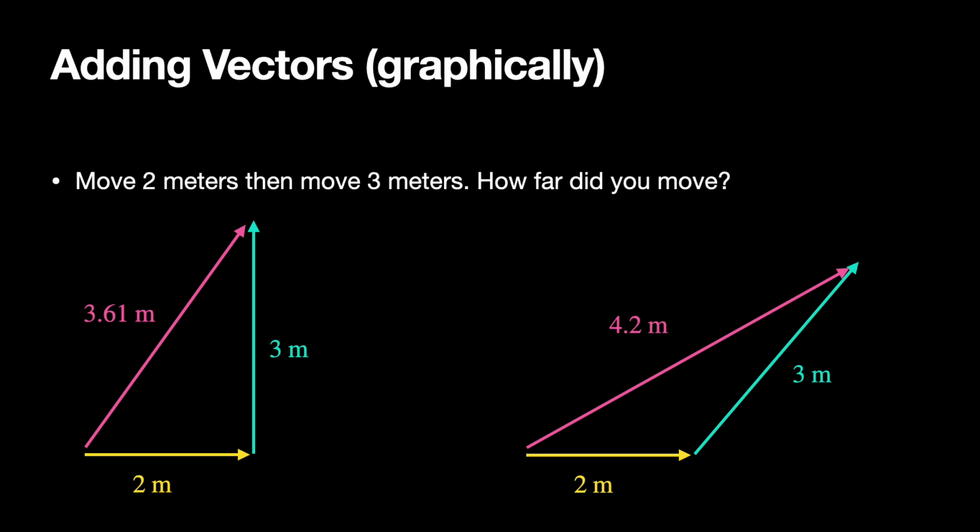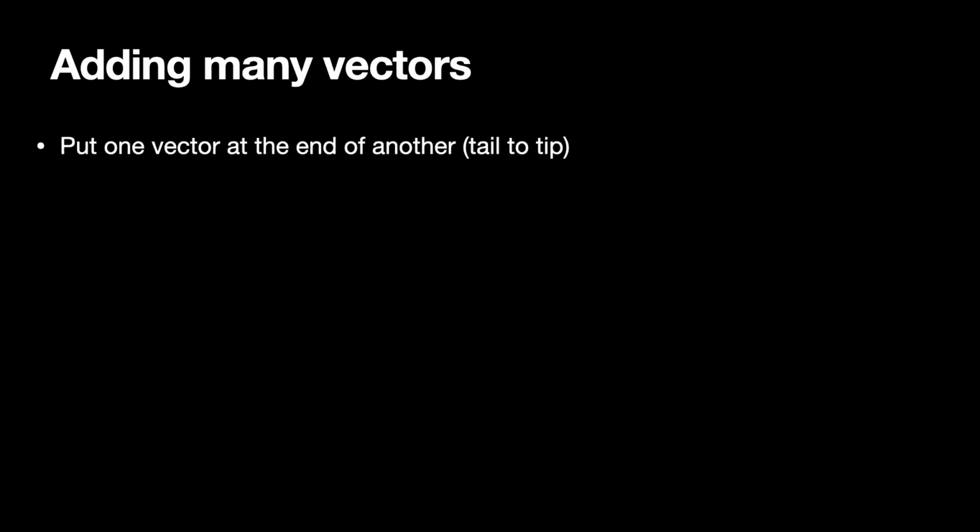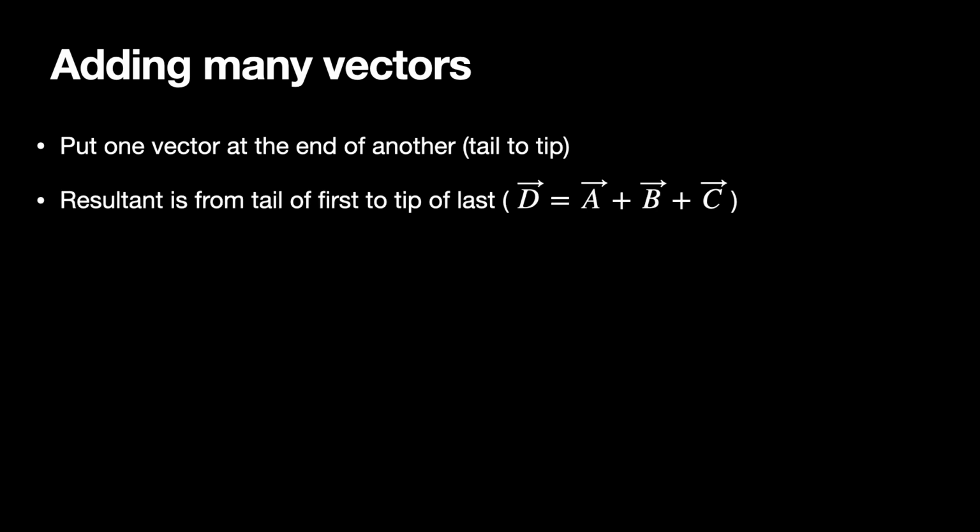Well, let's first consider what if you add more than one vector. So you'll notice in all of these cases, when I add vectors, the resultant vector is from the beginning of the first vector to the end of the second vector. And I put the vectors tip to tail, right? So the tip is the pointy part and the tail is the non-pointy part. So I start tail, tip, and then I do tail, tip. And then the resultant is from the tail of the first one to the tip of the last one. So I put one vector at the end of another, tail to tip. The resultant is from the tail of the first to the tip of the last one.